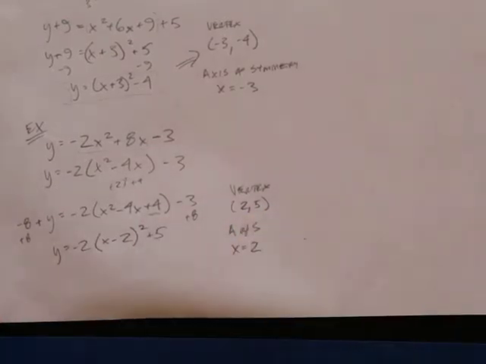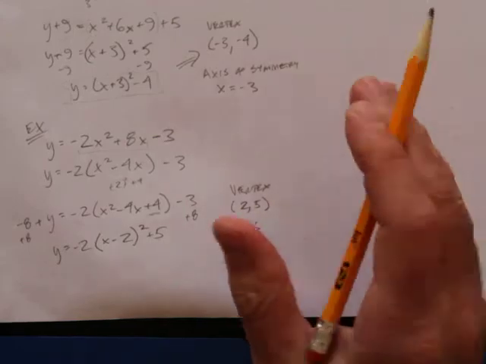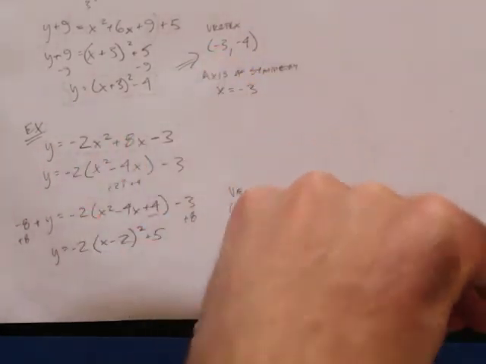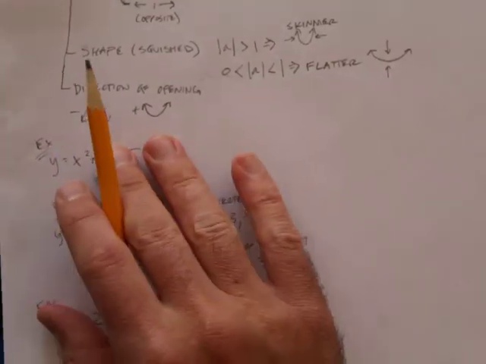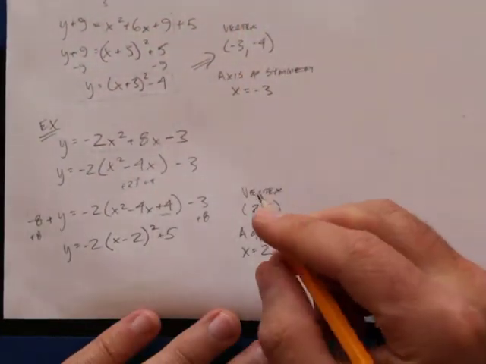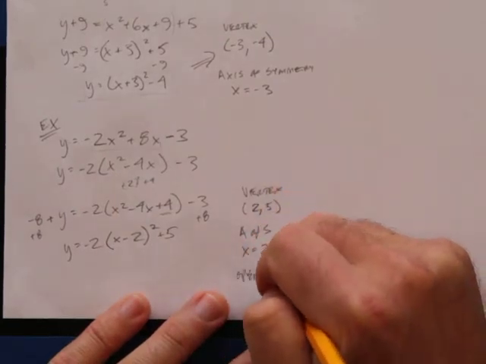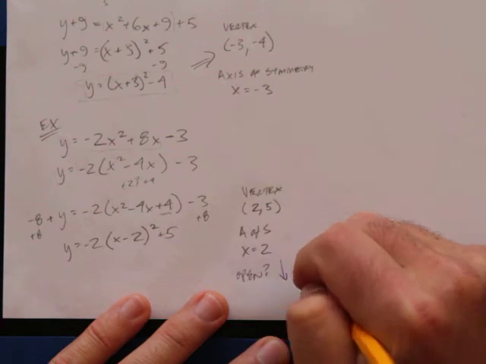Now I have another question. Which way does this parabola open? Does it open up or does it open down? So look back at your notes up here. If the a value is negative, then it's going to open down. Down like this. It's going to be down like that.